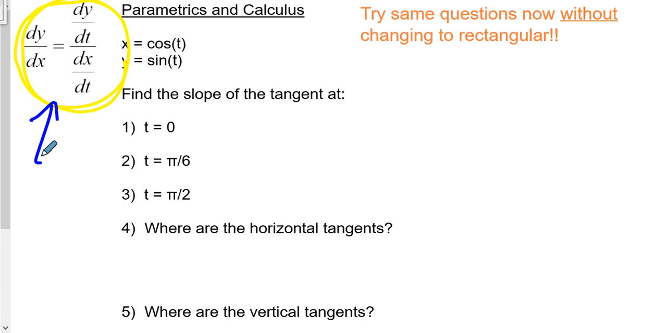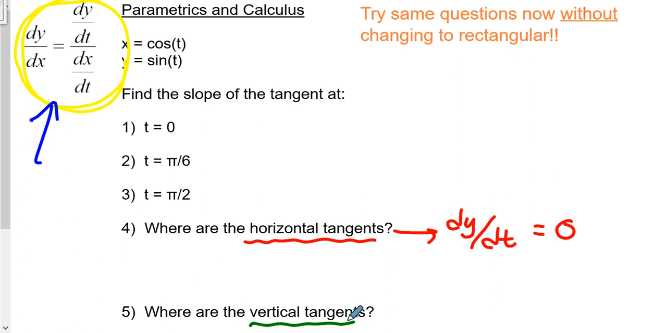So, I'll actually give you a hint. Horizontal tangents means we want this slope to be 0. So that just means the top is 0. So that just means I need dy dt to be 0. What does a vertical tangent mean then? Vertical means slope is undefined, so I want the bottom to be 0.